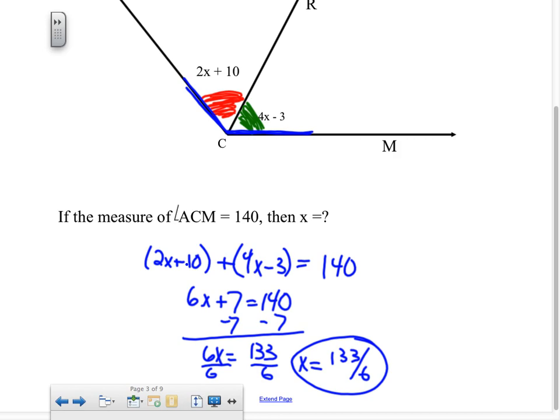Now, sometimes we may say substitute that back in and find the actual measure of the angle. Usually when we do that, you'll get a much nicer solution for x than something like 133 sixths. But that is the way that we set up and solve these problems.